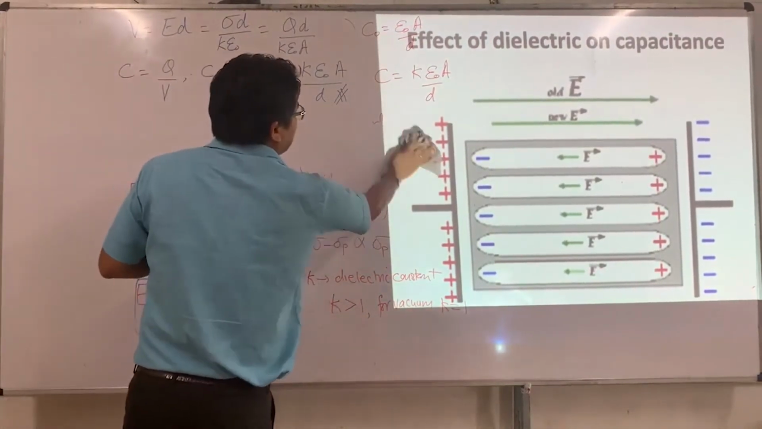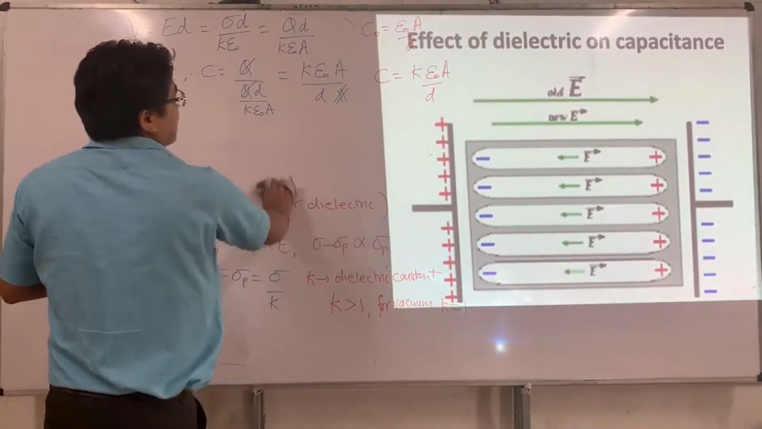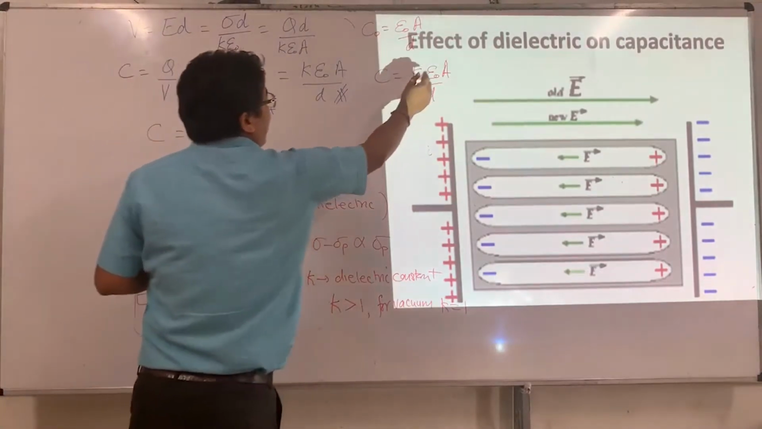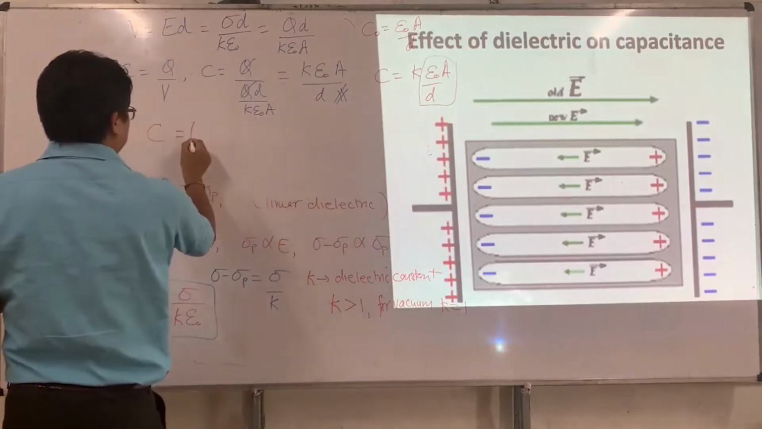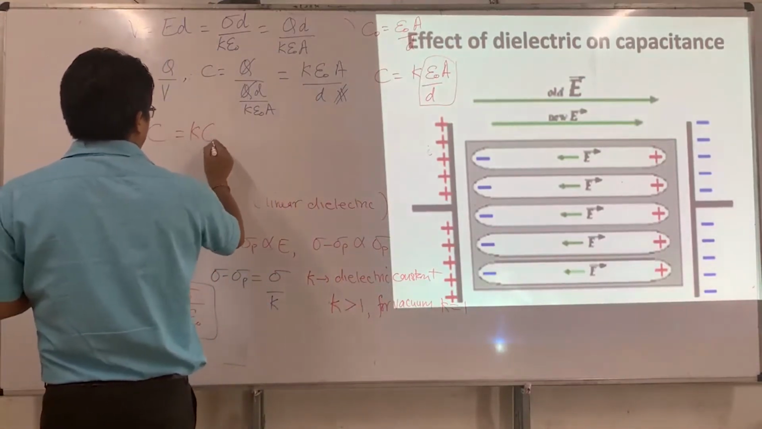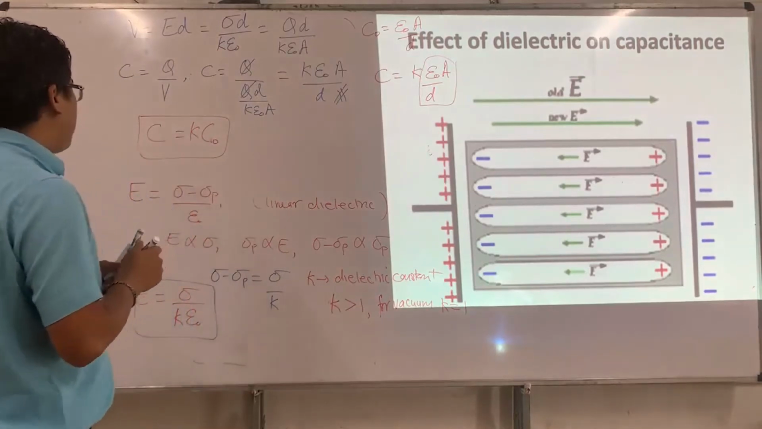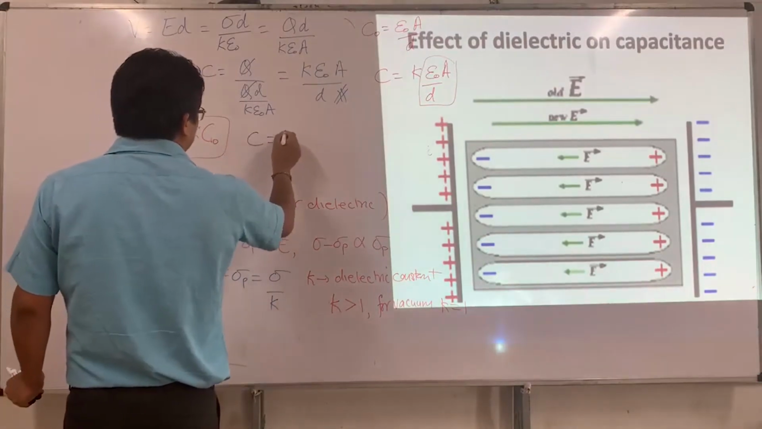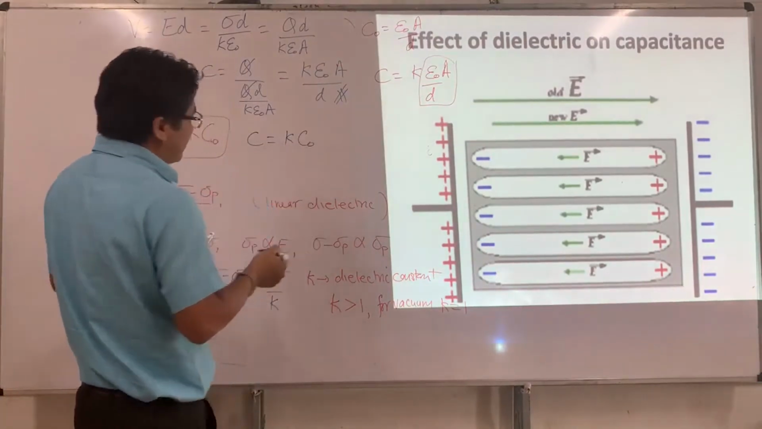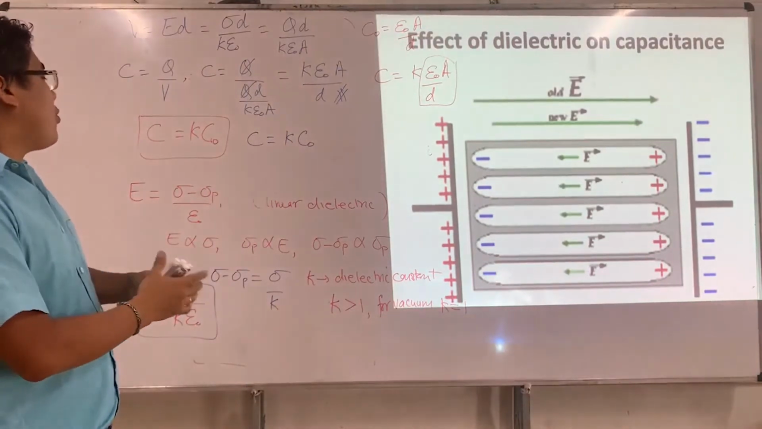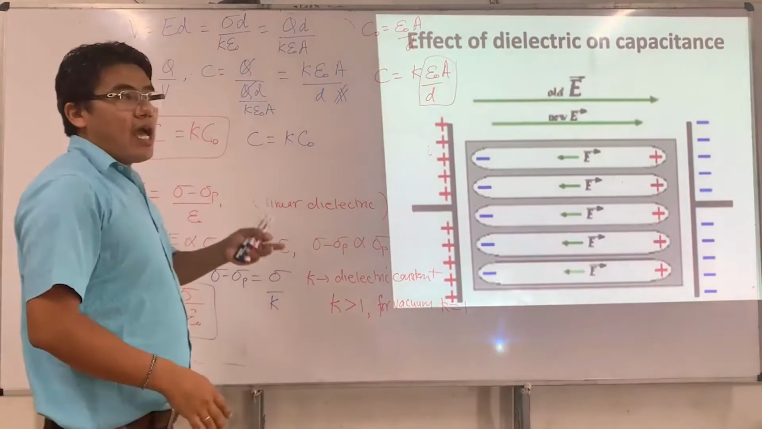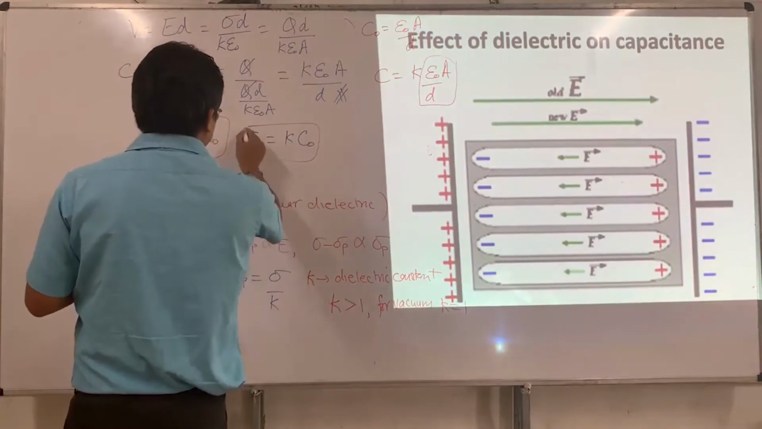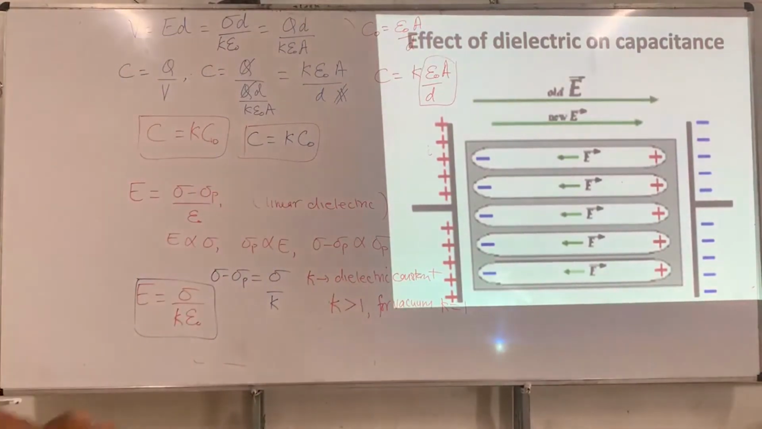So the effect of dielectric is here. When I have C, this is going to be, what about this? This is C naught. That means the dielectric is going to increase my capacitance. C is equal to K times C naught. So the effect of a dielectric is that when you put a dielectric inside a capacitor, the capacitance is going to increase by K times.